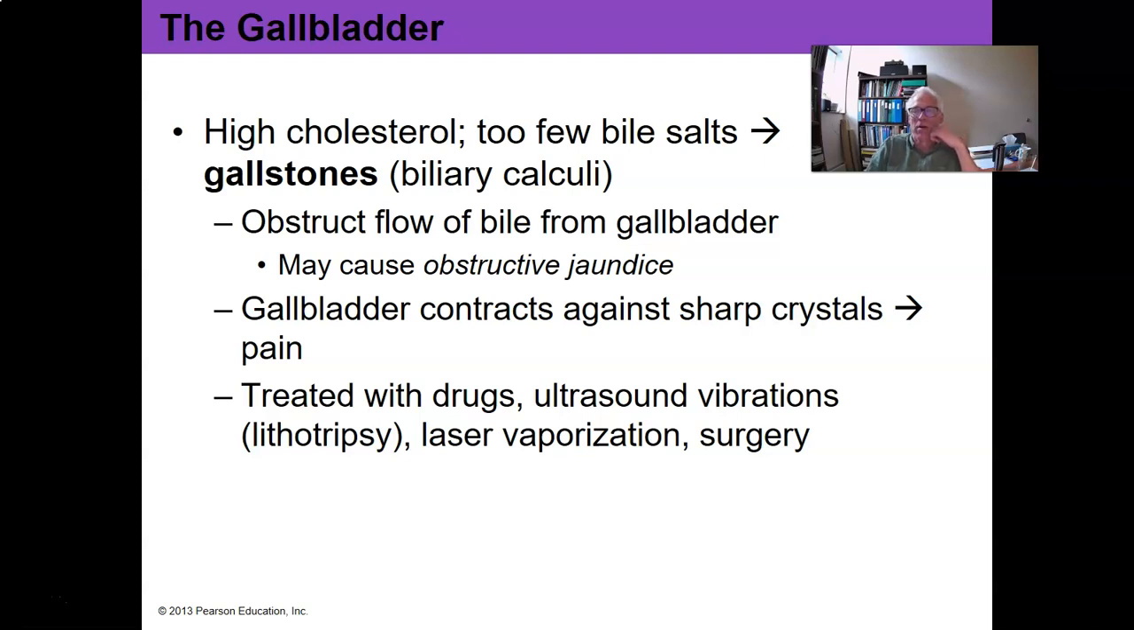So eventually the gallbladder may be removed. It's the most common elective surgery of all, to remove the gallbladder in people that have gallstones. There are other ways to break down the stones if they're not too big. You can clear out the gallstones using ultrasound, for example, perhaps.